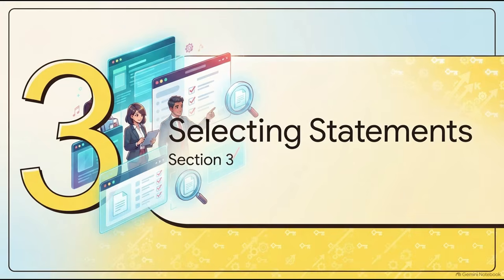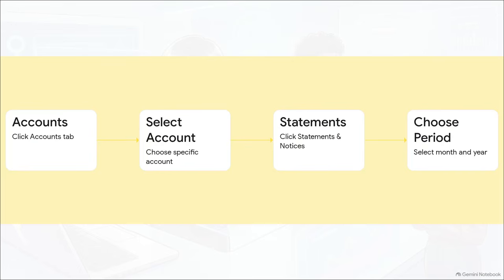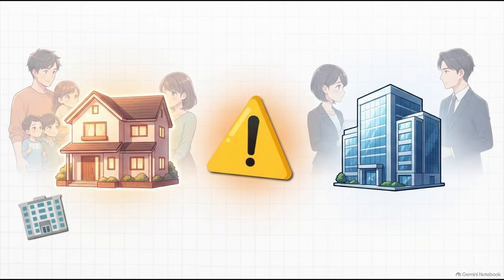Section 3. Navigating and selecting statements. Once you're securely logged in, you'll see the interface is actually quite intuitive. First up, just click the Accounts tab located right there in the top navigation bar. Next, you'll want to select the specific checking or savings account you actually need the document for. Third, look for Statements and Notices in the menu and give that a click. Finally, you'll be shown a list of available statements. Just pick the specific month and year you're looking for. Easy, right?